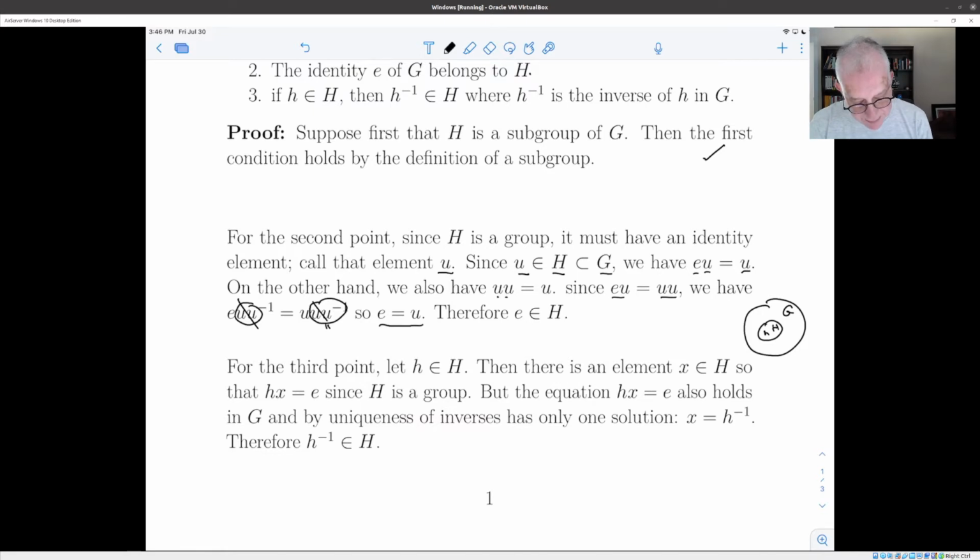So to prove that, since big H is a group, we know that there has to be a multiplicative inverse for little h in big H. Call that element x. Then we know that hx equals e. That's the definition of an inverse, at least one side of the definition of an inverse. But this equation, hx equals e, is also true in the big group, G. And in the big group, we can multiply on the left by h inverse to get x equals h inverse e, which is h inverse since e is the identity element in G.